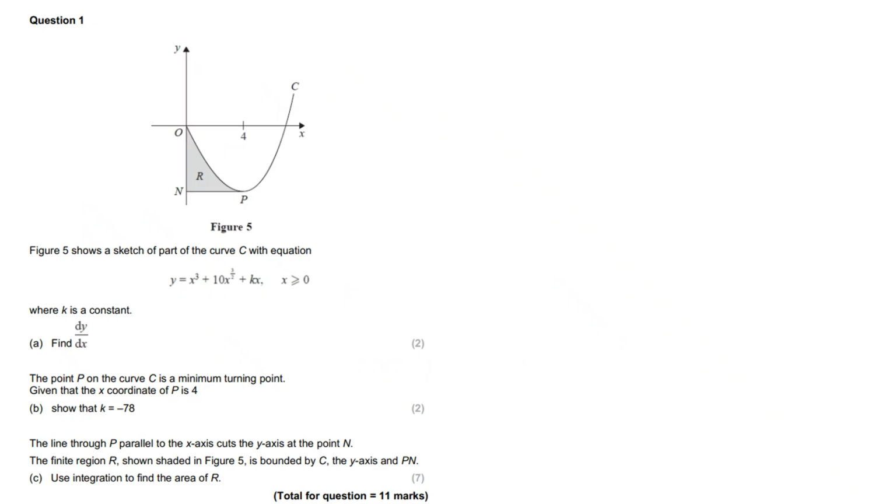So question 1 starts off fairly straightforward. For part A, we're just asked to differentiate. So dy by dx, we need to power down: 3x squared. That power there is 3 over 2, so when you take that down and times it by 10, it'll be plus 15x. Take 1 off the power, it will be a half, plus k.